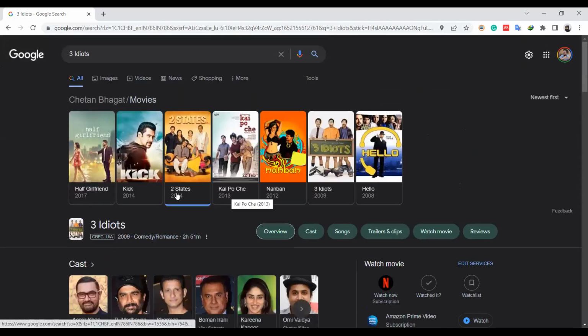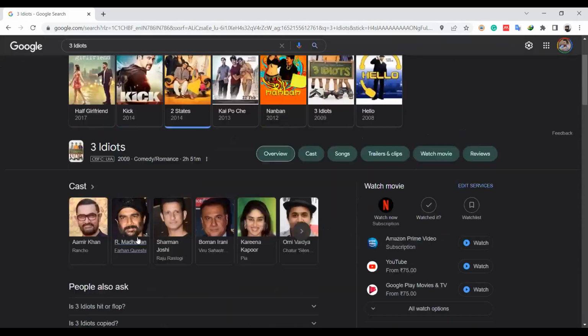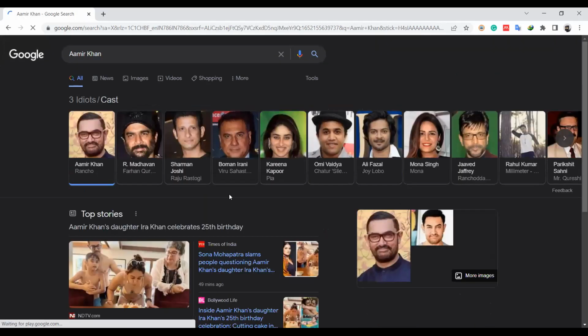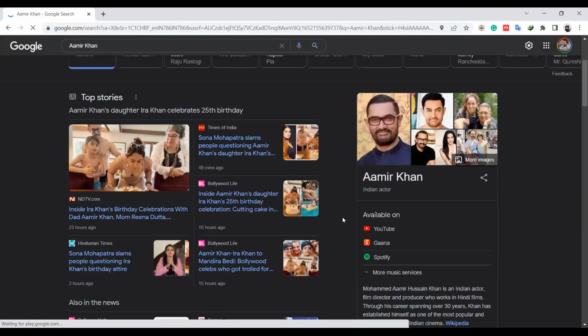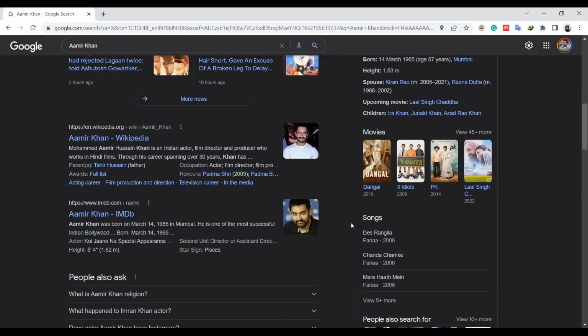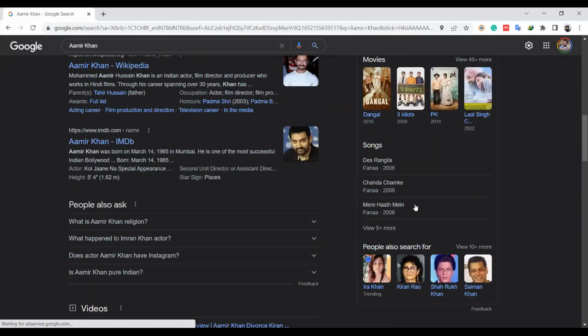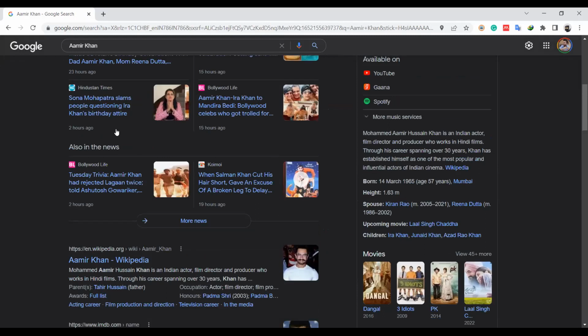Book is connected to movie, right? Movie is connected to cast, and cast is connected to their other movies. So there are other things too, right? The songs, the movies, or the person, or the news related to that person. So Google is actually giving us all these things based on the knowledge graph built on the backend.